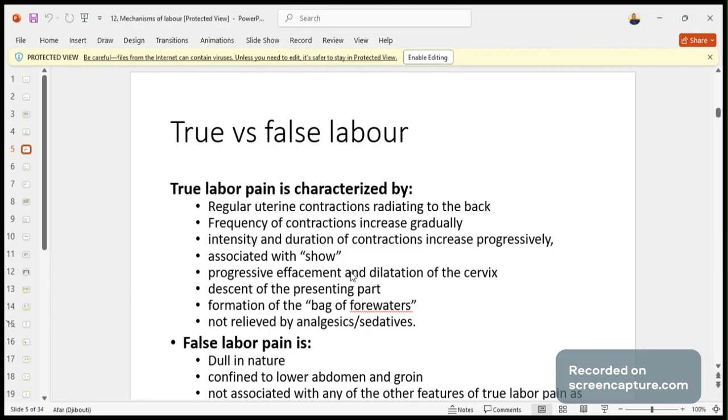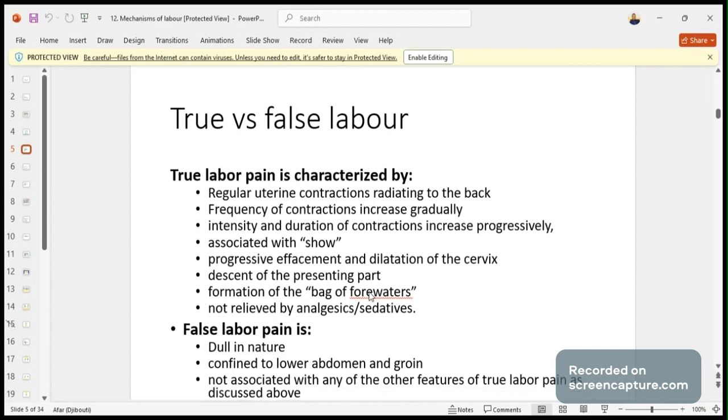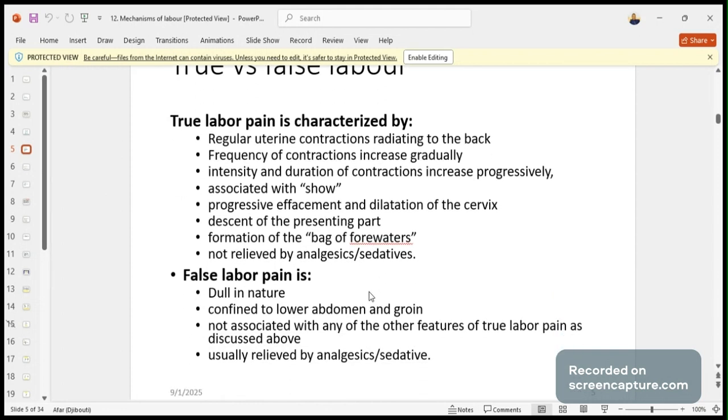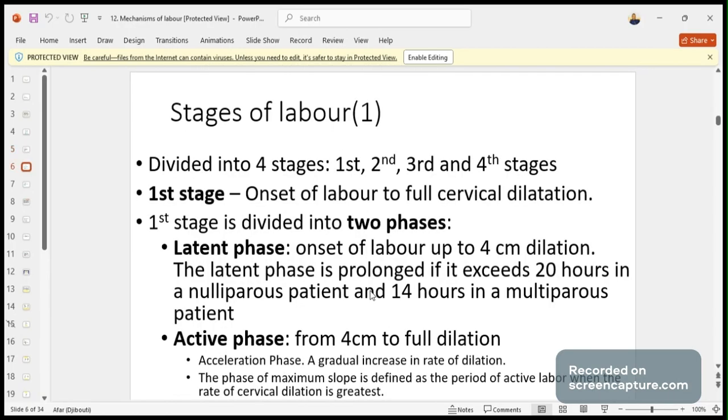Not relieved by analgesic or sedation, that is still true labor. So true labor also should not be relieved by analgesics or sedatives. What about false labor pain? It's always dull in nature. It is confined to the lower abdomen and groin, not associated with any of the other features of true labor pain that I've just discussed. Usually it is relieved when you take a sedative or analgesic.